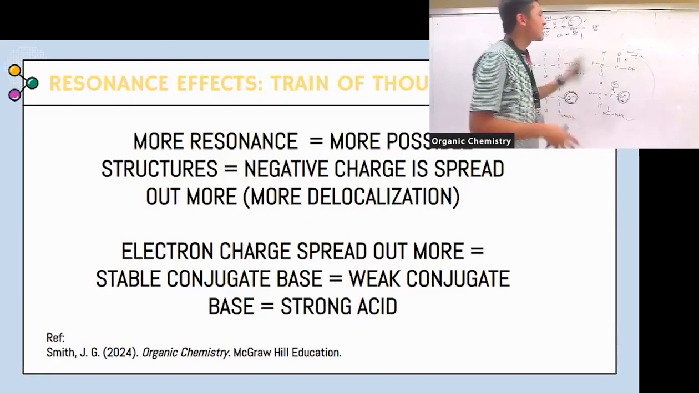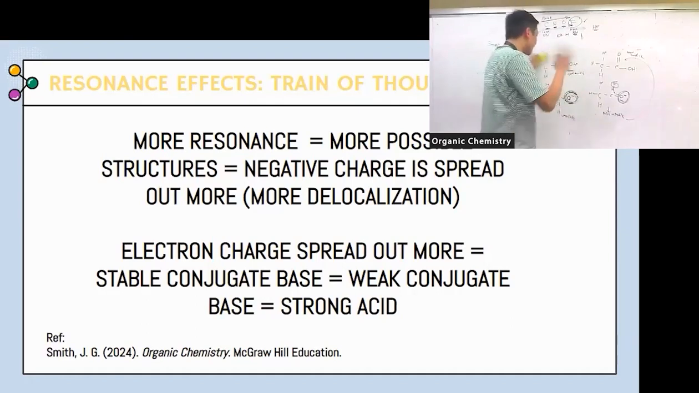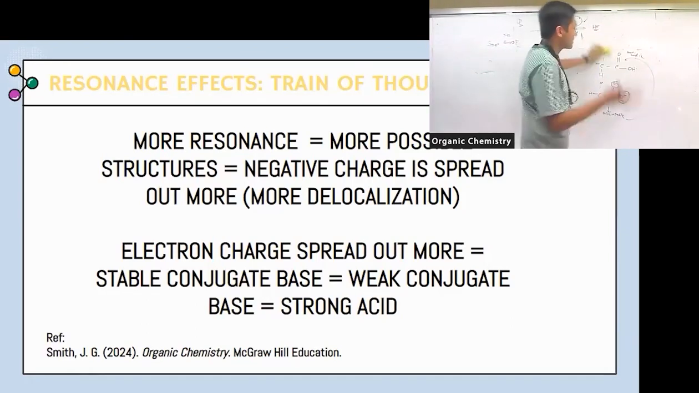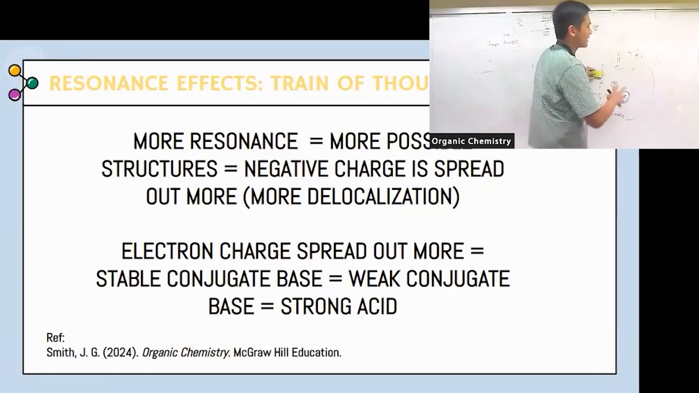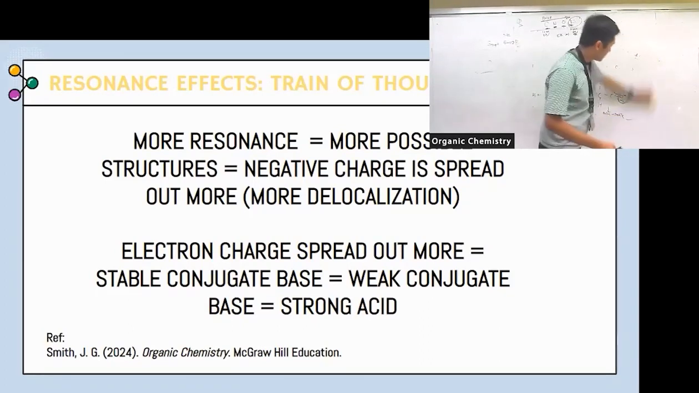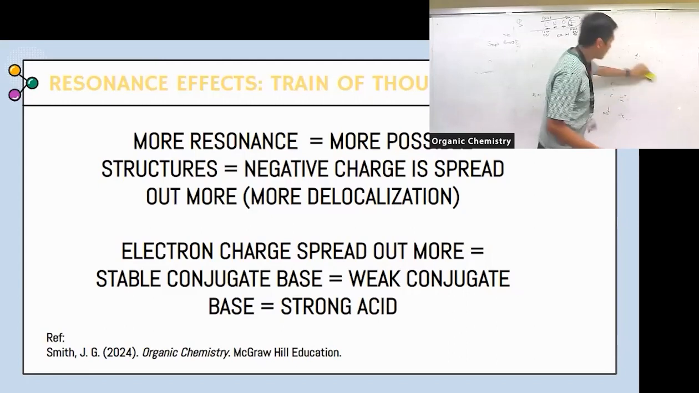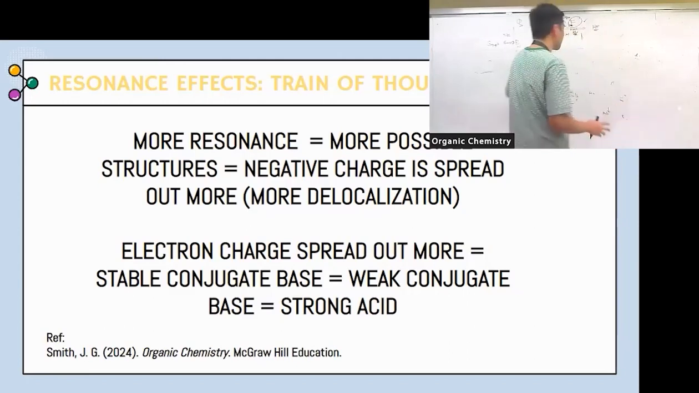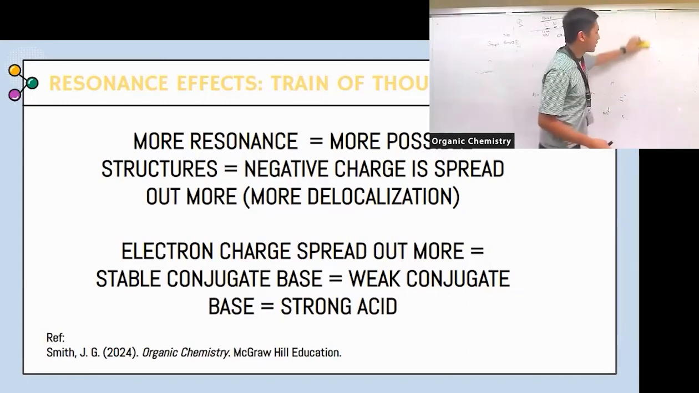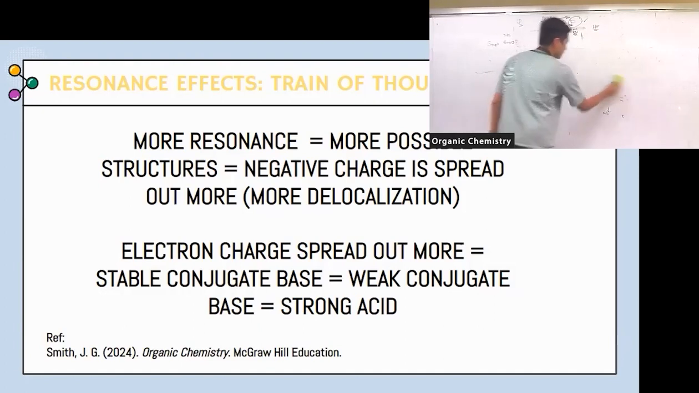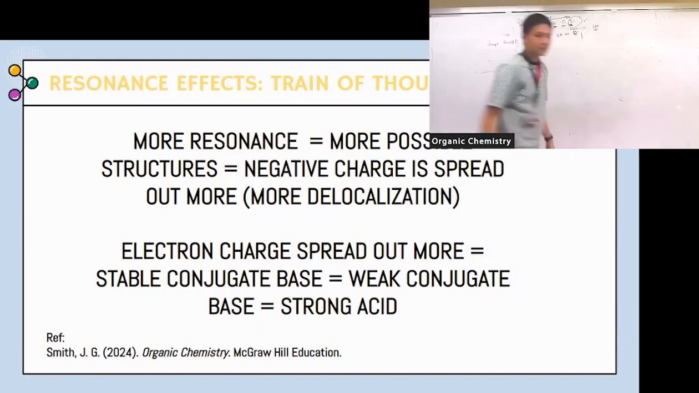Okay, so this should be your train of thought when using resonance. Since I know it's a lot, for those who have no background in chemistry, it's quite overwhelming. You want more resonance, made by more possible structures, which makes the negative charge spread out, more delocalization. And if the negative charge is spread out across many atoms, the more stable the conjugate base and the stronger the acid. This should be your train of thought when thinking about your resonance structures. Okay, next slide, please.